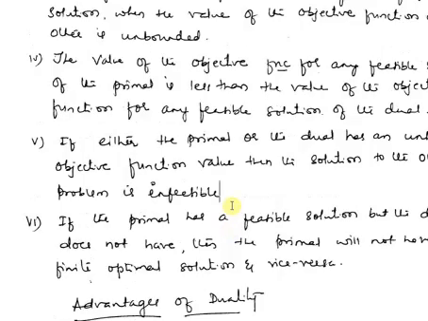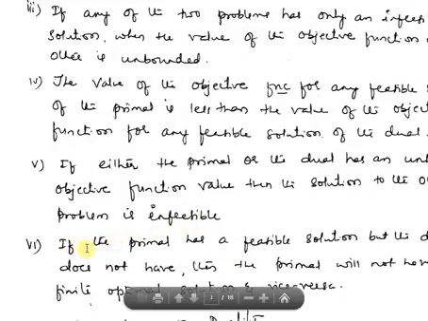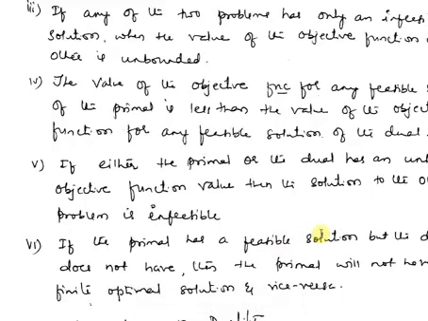Now the sixth characteristic of duality theory is that if the primal has a feasible solution but the dual does not have a feasible solution, then the primal will not have a finite optimal solution, or vice versa. That is, if the dual has a feasible solution but the primal does not, then the dual will not have a finite optimal solution. So these are the characteristics of duality theory.